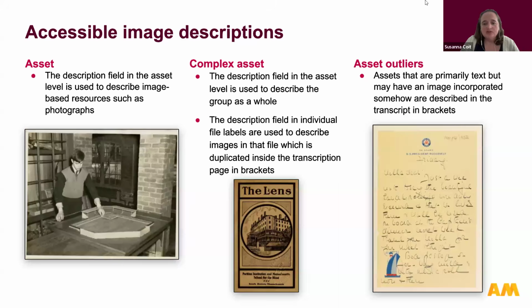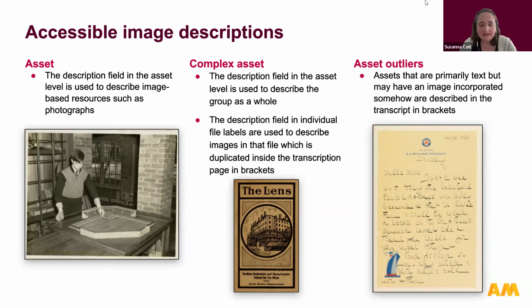We also do image descriptions based on the document or asset type. So three common examples we have here: for an asset like this single photograph of a student with what looks like a baseball diamond, maybe Fenway Park, the image description would go into the description field for that asset.